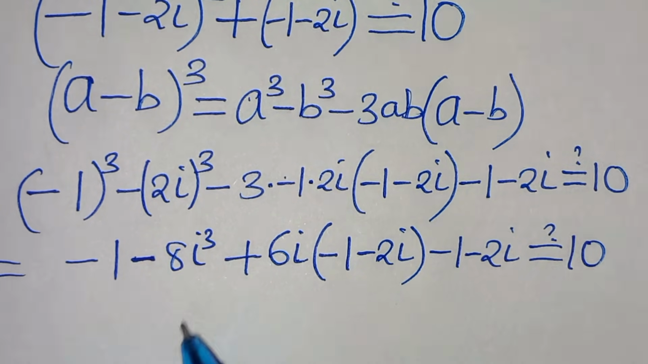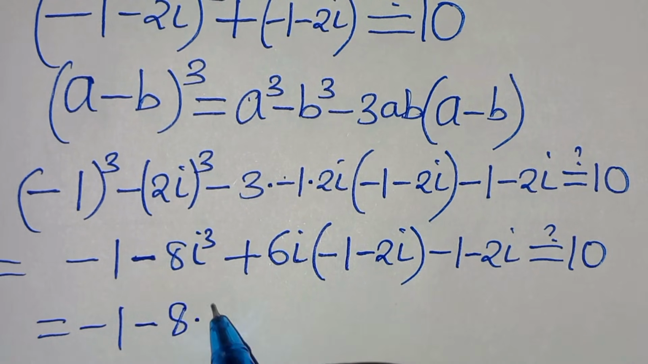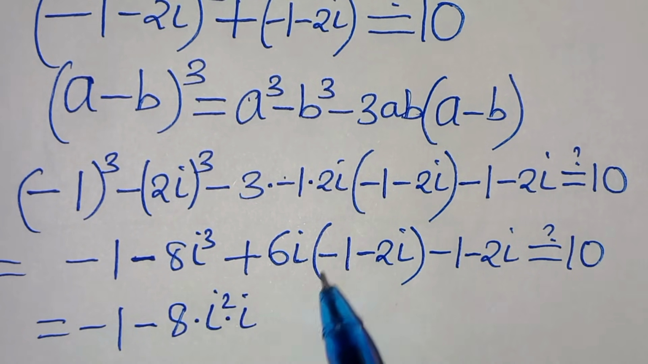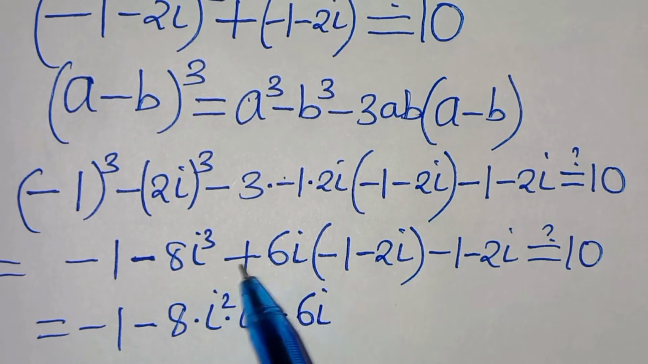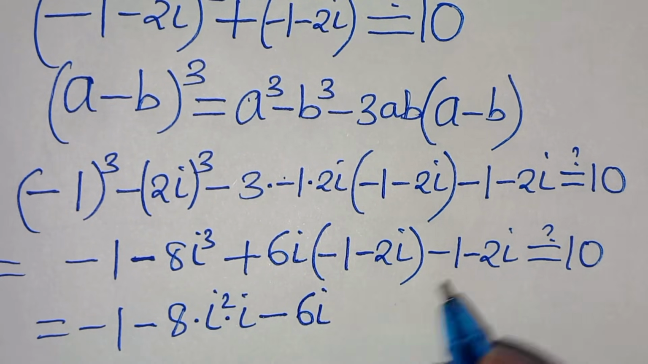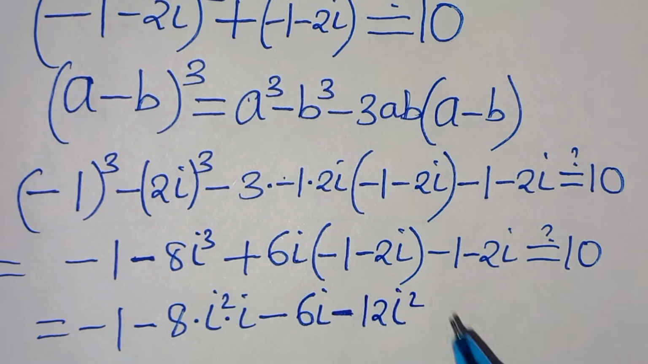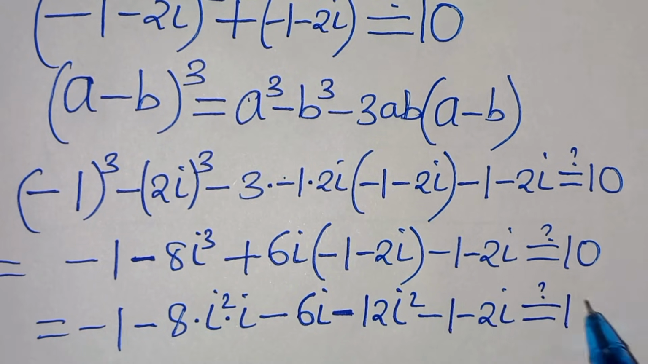So we can express this as -1 minus 8 times i squared times i. Let's open the parentheses here. This is plus 6i times -1, this is -6i. Then plus 6i times -2i, this is -12i to the power of 2. Then subtract 1 minus 2i. This should give us a value of 10.